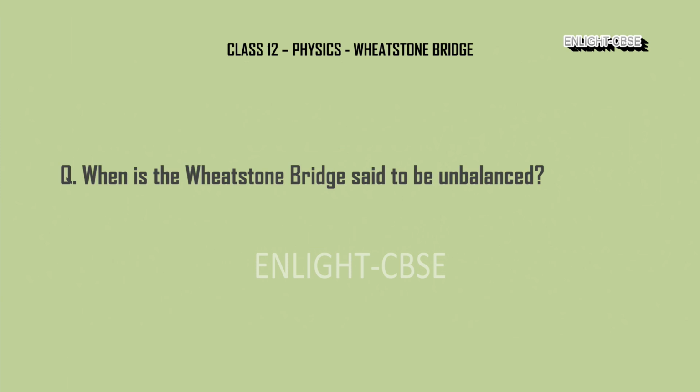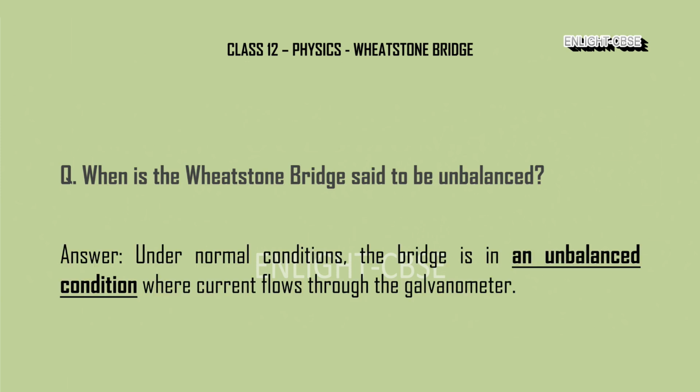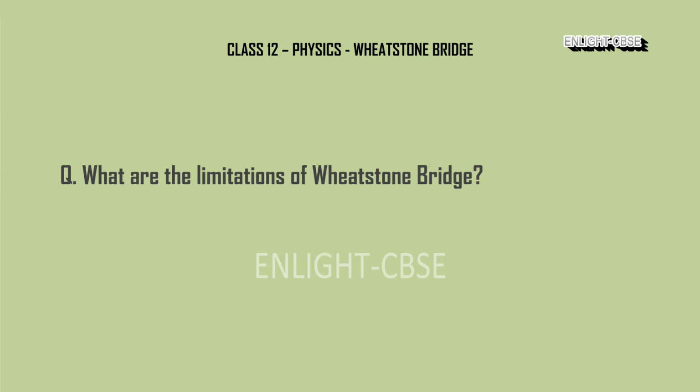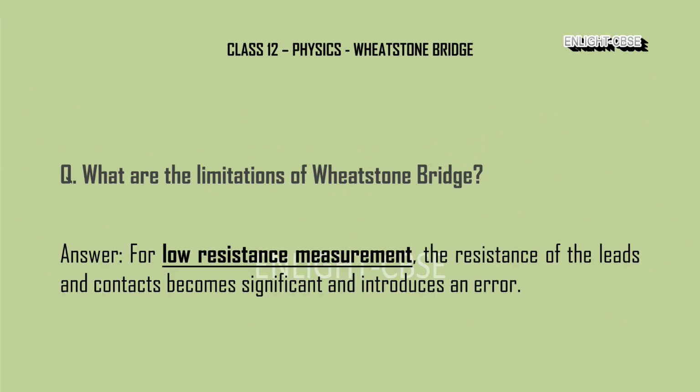When is the Wheatstone bridge said to be unbalanced? Under normal conditions, the bridge is in an unbalanced condition where current flows through the galvanometer. What are the limitations of Wheatstone bridge? For low resistance measurement, the resistance of the leads and contacts becomes significant and introduces an error.